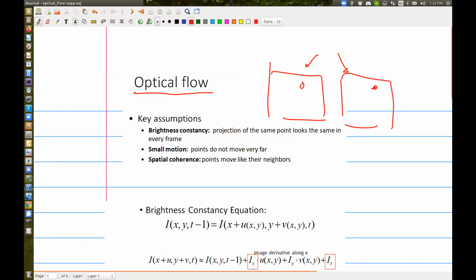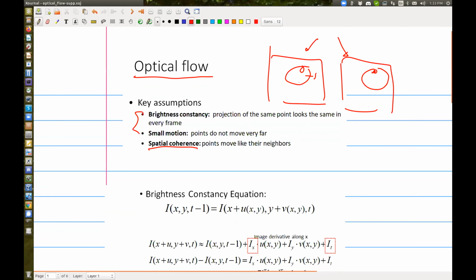Okay, so let's get back to here. We mentioned these two assumptions, and also the assumption of spatial coherence. If you consider there's an object, basically the point is on the object, then every point on that object will be moving in the same direction. So the points nearby will most likely, with high probability, be moving coherently.